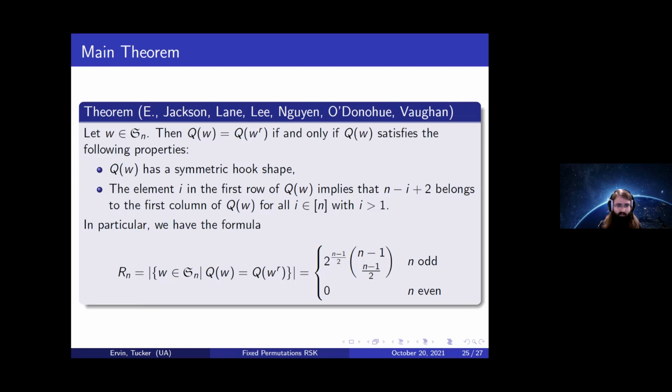And once we have those two, we immediately have Rn equals 2 to the (n minus 1) over 2 multiplied by the binomial coefficient of n minus 1 choose (n minus 1) over 2 when n is odd and 0 when n is even. The binomial coefficient, that's just the number of symmetric hook shapes. And 2 to the (n minus 1) over 2 is the number of tableaux that satisfy our second property right there. And once that is done, you have everything. You've solved the last counting problem. You can count each one of those sets.